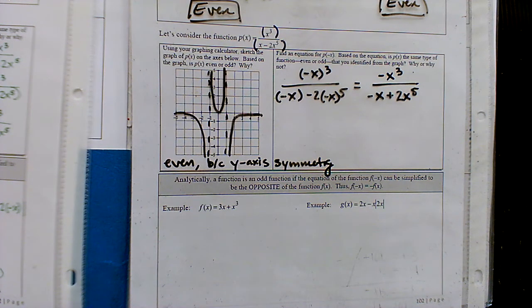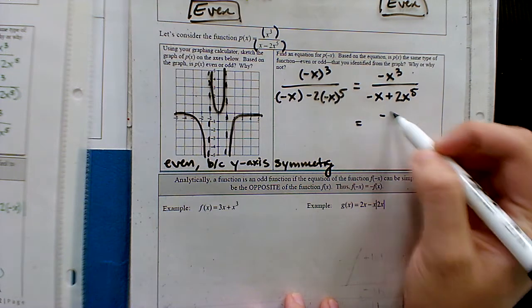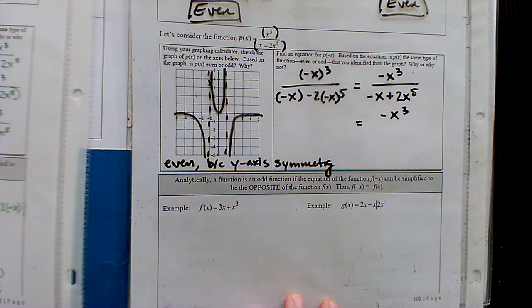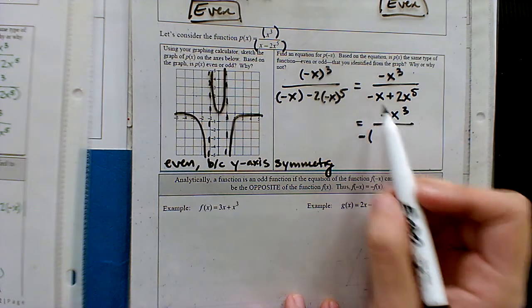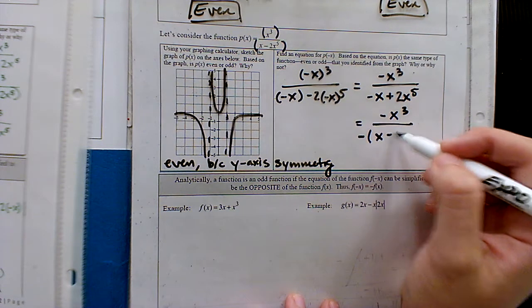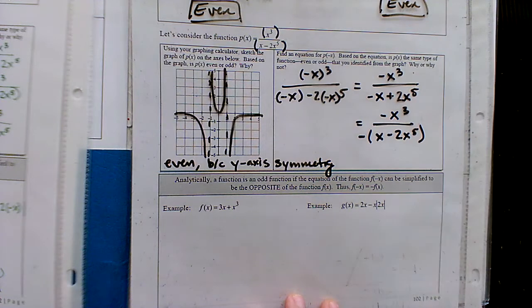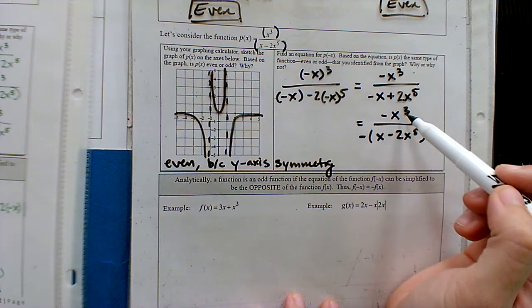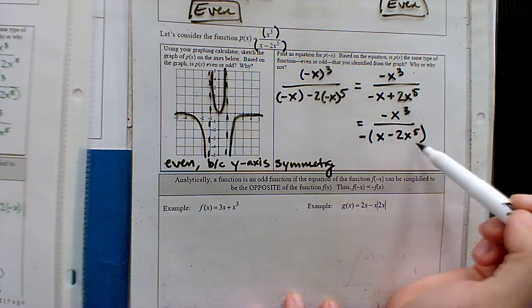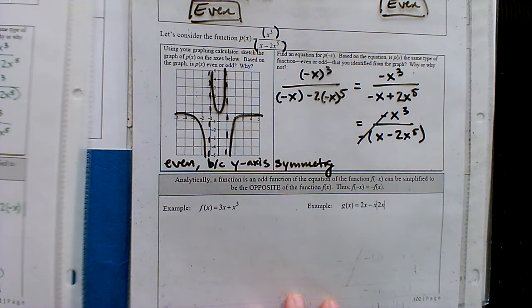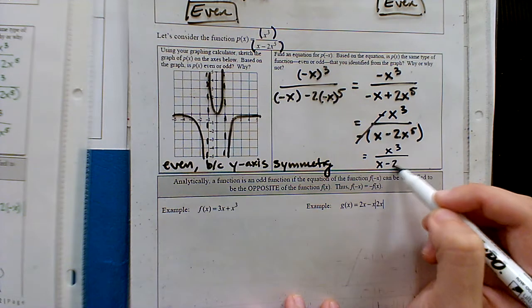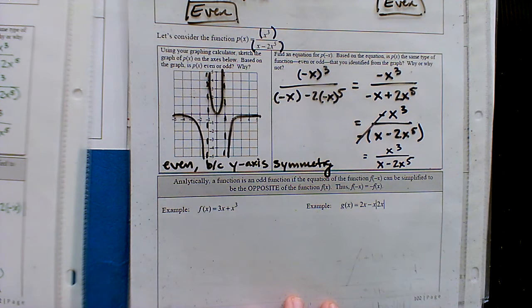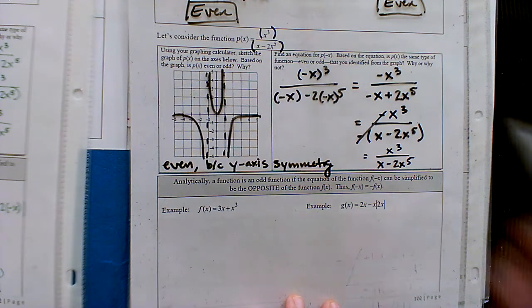What do you think, Maggie? On top and the bottom. Okay, well the top already is negative, so that's okay. But on the bottom, I would like to take out a negative. I think that's a good idea. So if we take out a negative, all the bottom terms would switch a sign. So if we have a negative term up top divided by a negative quantity on the bottom, those can cancel. And we're left with x to the 3rd over x minus 2x to the 5th. That matches the original, right? Just like we said it should.